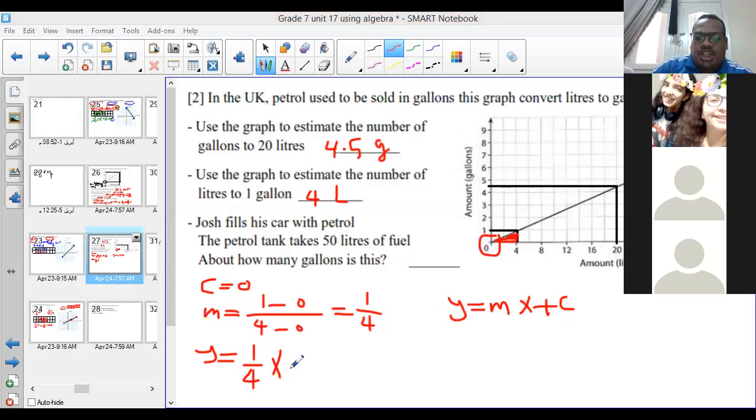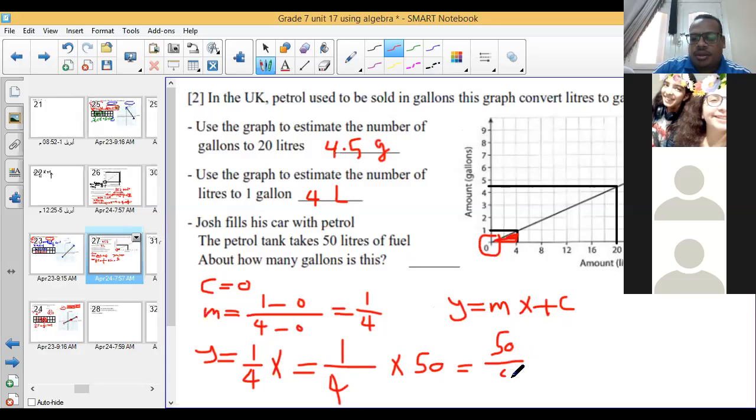Okay, so I'll replace x by 50 in the equation. So it will be 1/4 times 50, so 50 divided by 4, which is 12.5. 12.5 gallons. Okay.